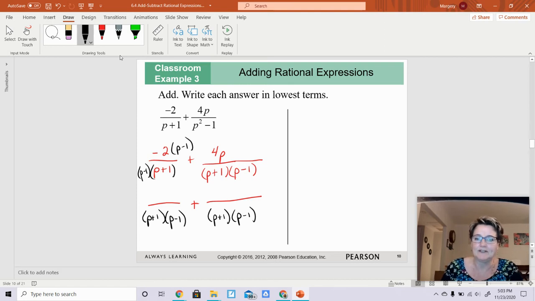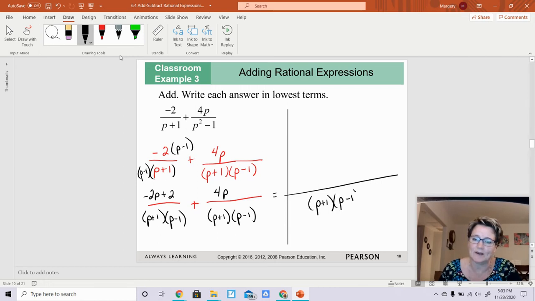Now, negative 2 times p minus 1. Since we're adding these together, you do have to simplify, you have to distribute. Negative 2 times p is negative 2p. Negative 2 times a negative 1 is a positive 2. Now on this side over here, you don't have to do anything because there's nothing missing. So this up here is just going to be 4p. Now, my denominator is p plus 1 times p minus 1.